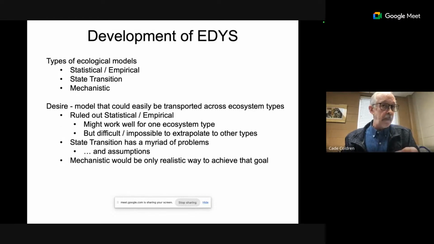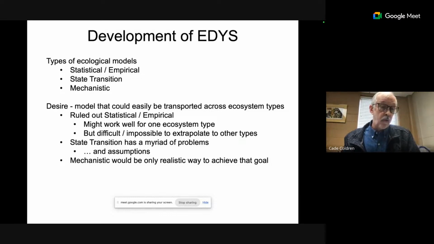If you look at different types of ecological models, broad classes that I teach my modeling students here, there's really three: statistical, empirical, there's state transition, and then there's mechanistic. But what we wanted was a model that we could easily transport across different ecosystem types.